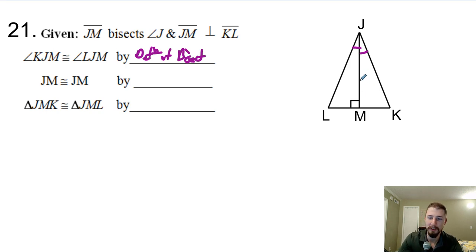All right, so JM is congruent to itself. That's by the reflexive property. I hope you guys could hear my Google Assistant talking. Otherwise, I was just talking to myself. And then the triangles are congruent by what postulate? So that would be, that's a right angle.